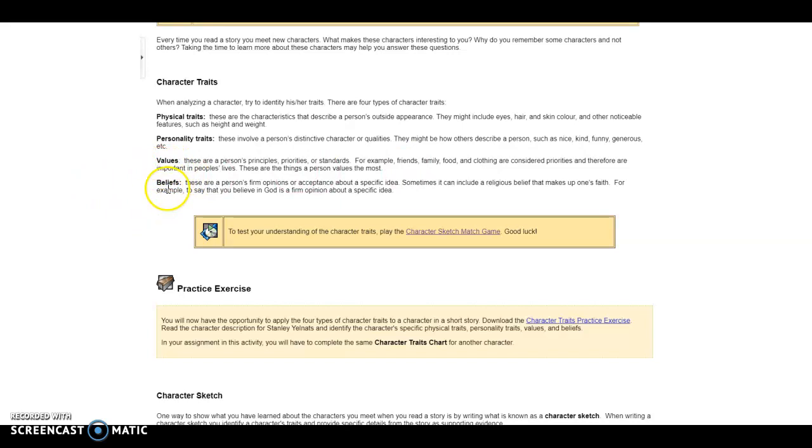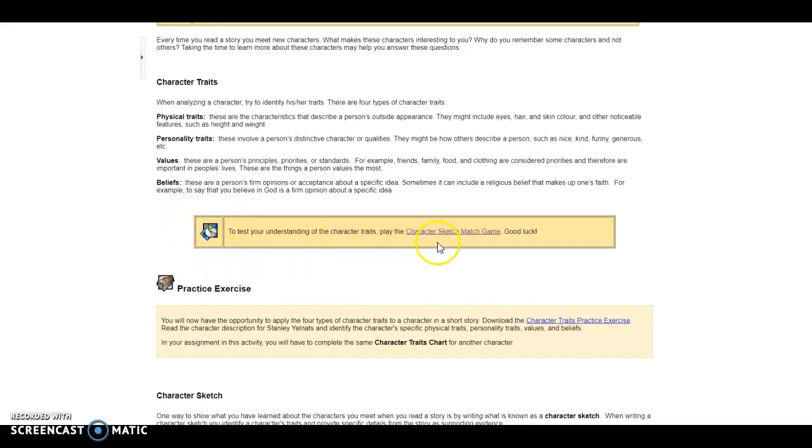And then lastly, we have beliefs. These are a person's firm opinions or acceptance about a specific idea. So sometimes it can include religious beliefs. If a character in a story is described as being religious, or if they're praying, or if they go to church, or if they go to a mosque, that would be part of their beliefs. But it doesn't always have to be strictly religious. People can have strong opinions and strong beliefs about a lot of different things. Maybe we'll see that in the stories we look at in this unit.